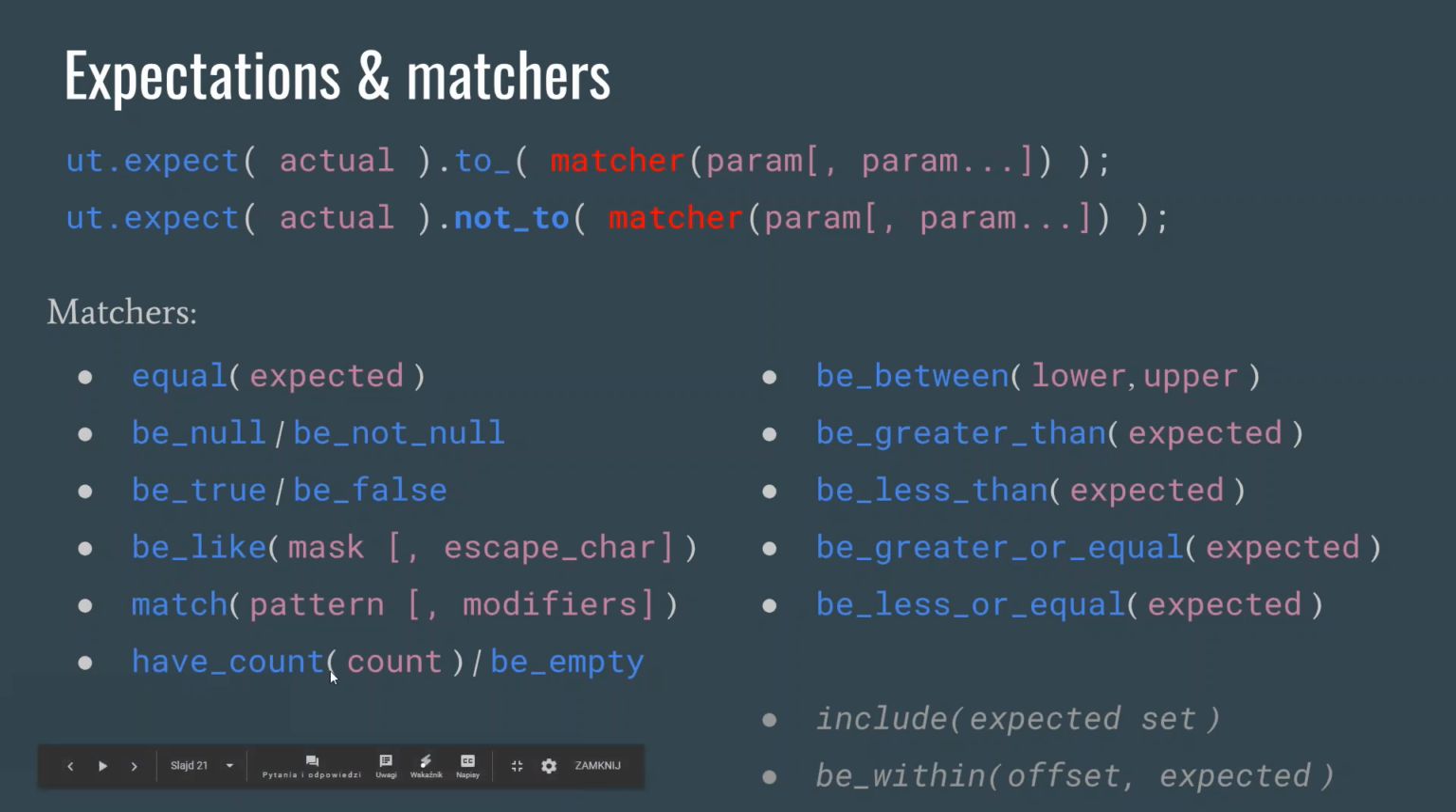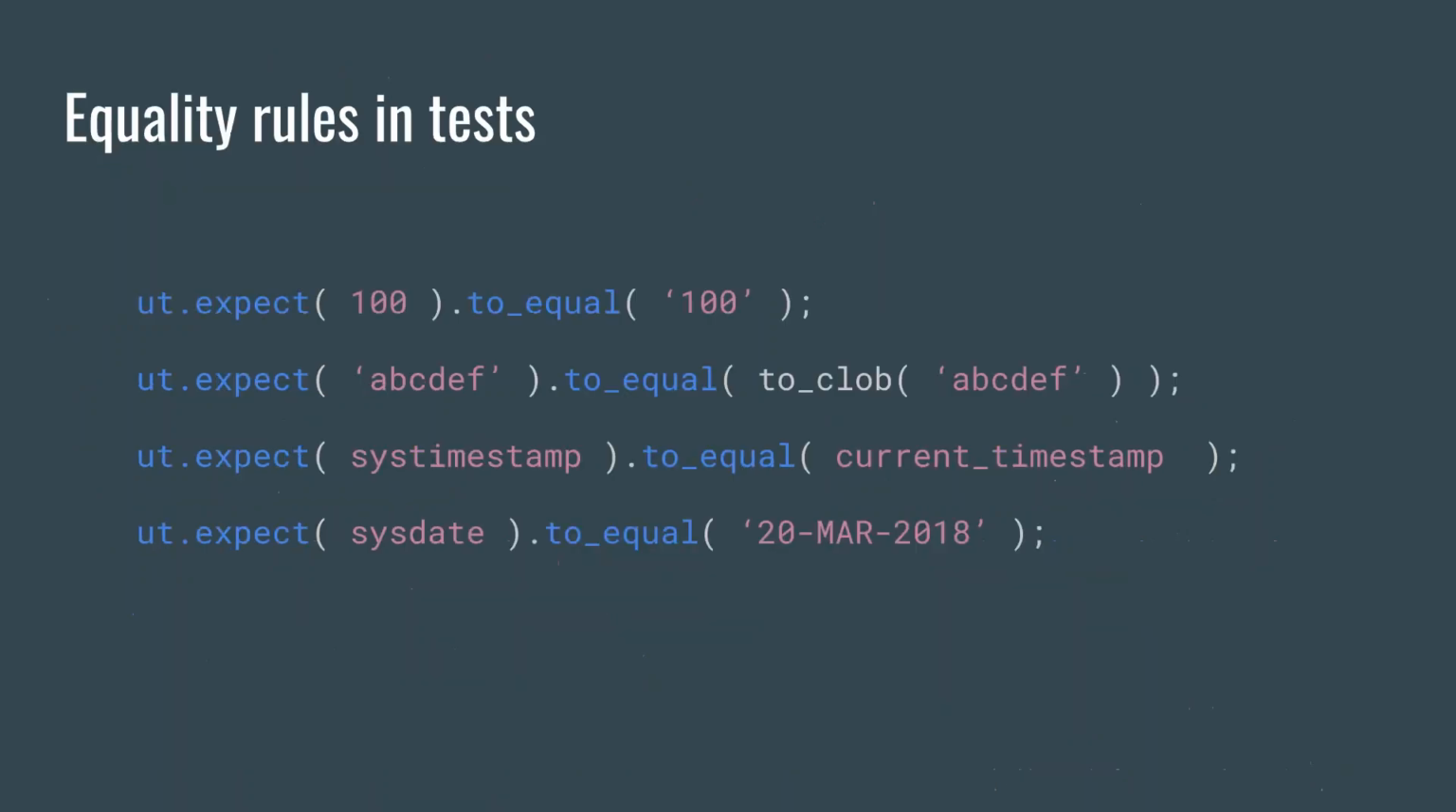You can test for count of cursors or count of collections. You can check that the cursor or collection is empty. You can test that the data in your integer is between upper and lower range, and check if something is greater or less than. We work on more matchers to come, so you see the include and be within are still worked on, but we think about new ways to compare data, so the matchers are being constantly extended.